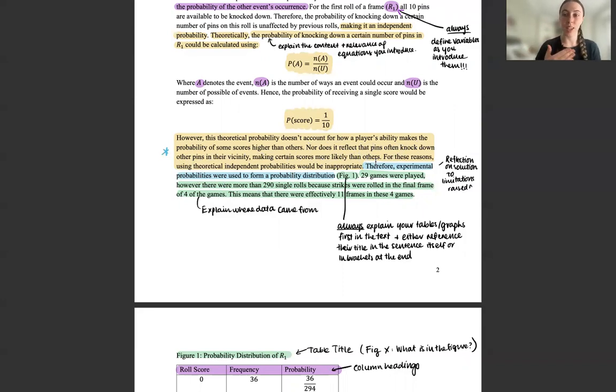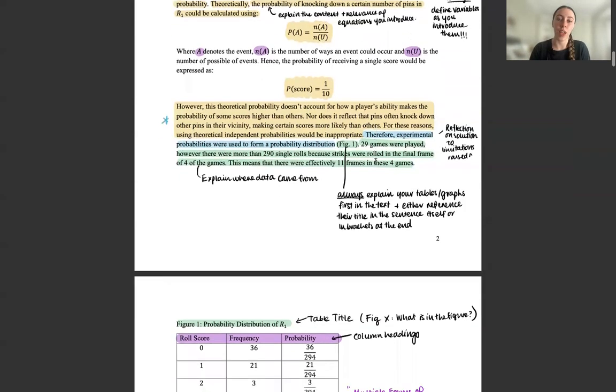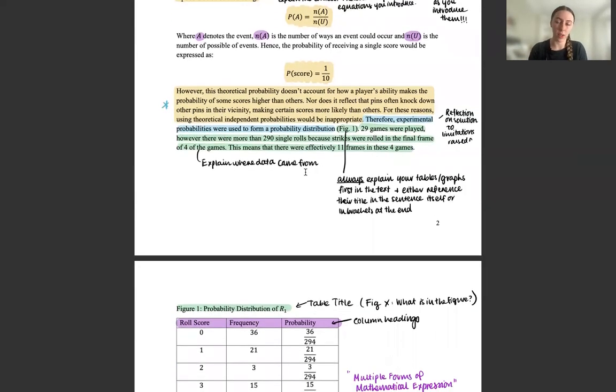It shows that I took the time to reflect on whether I could just use the theoretical probabilities, and then I decided no, I can't, and this is why. So again, it's just analyzing why you can or cannot do something, or why you did do something a particular way.